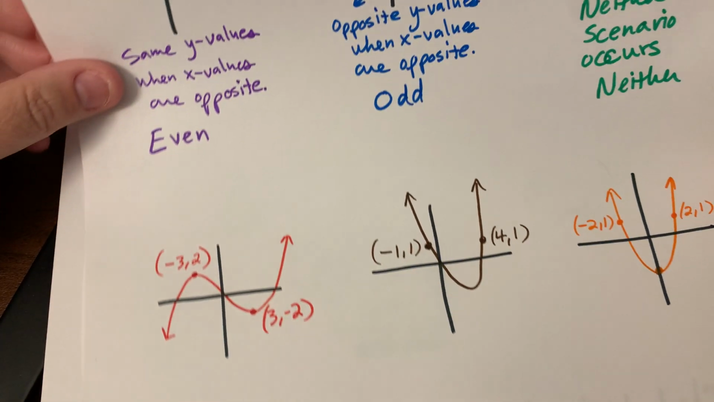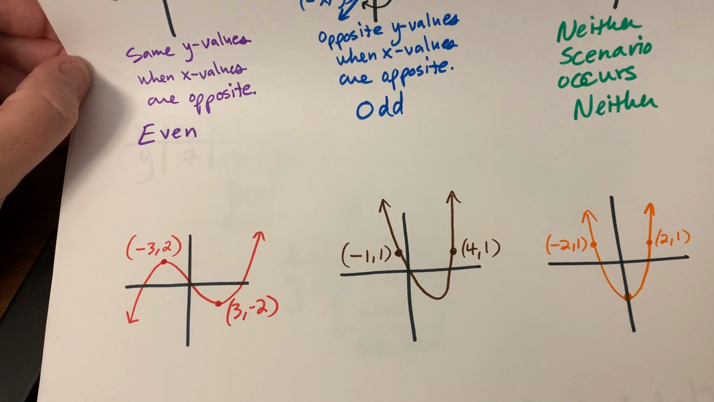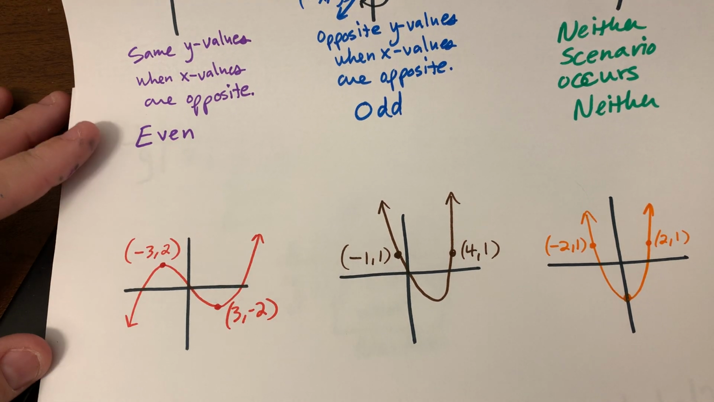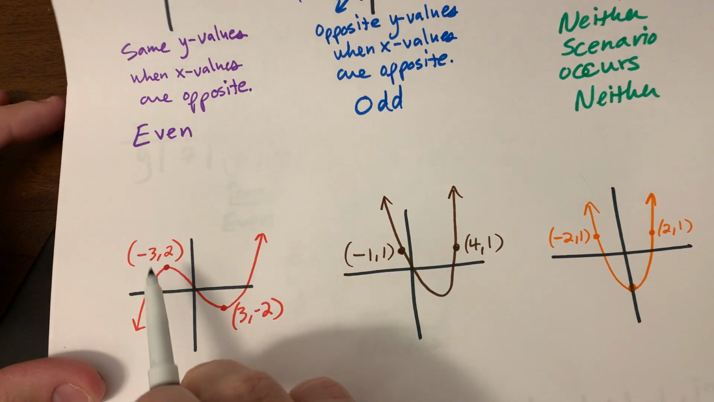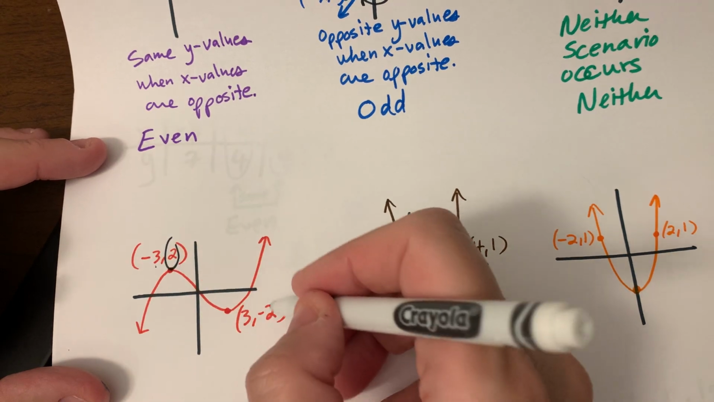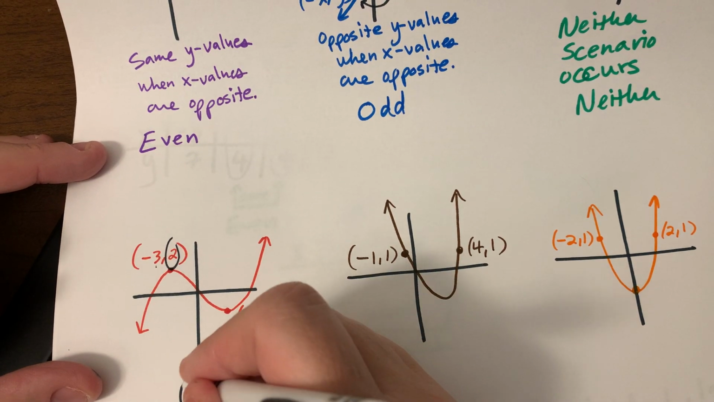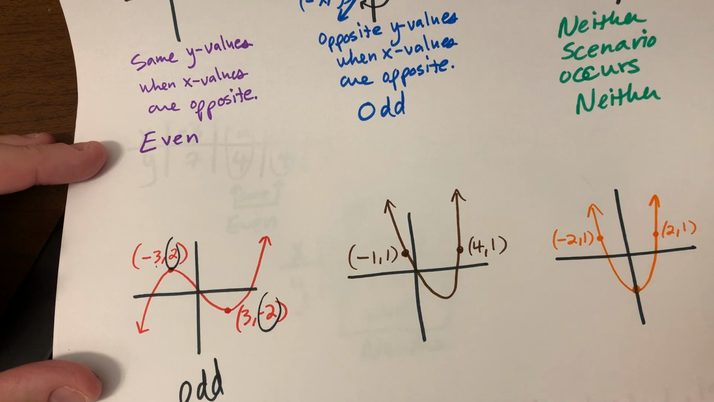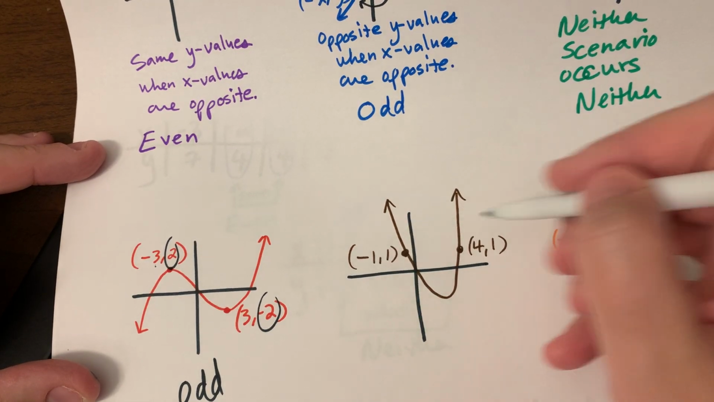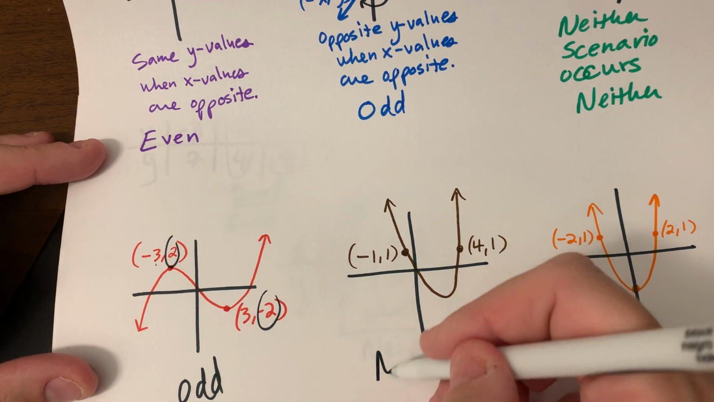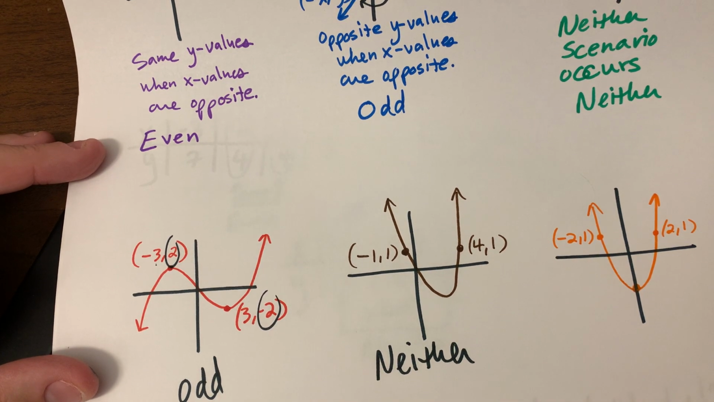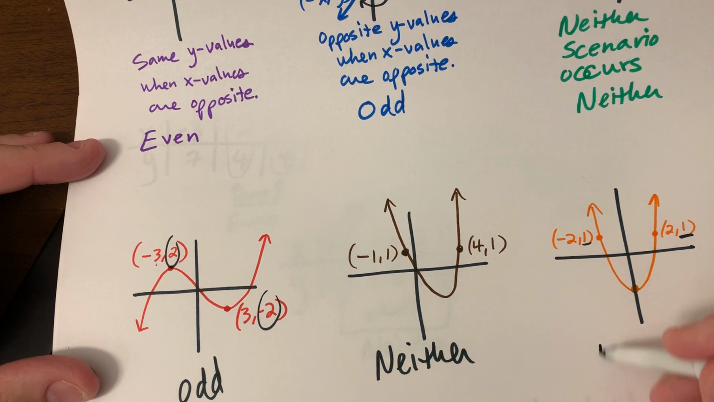Take a minute and see if you can figure out what types of functions are displayed in the graphs below. Okay, hopefully you noticed here that the x values are opposites and the y values are opposite. That means we have an odd function here. Over in our second graph, the x values are not opposite. So even though the y values are the same, the x's aren't opposites. This is a neither situation. And finally, over here, our x values are opposites and our y values are the same, so this one is even.